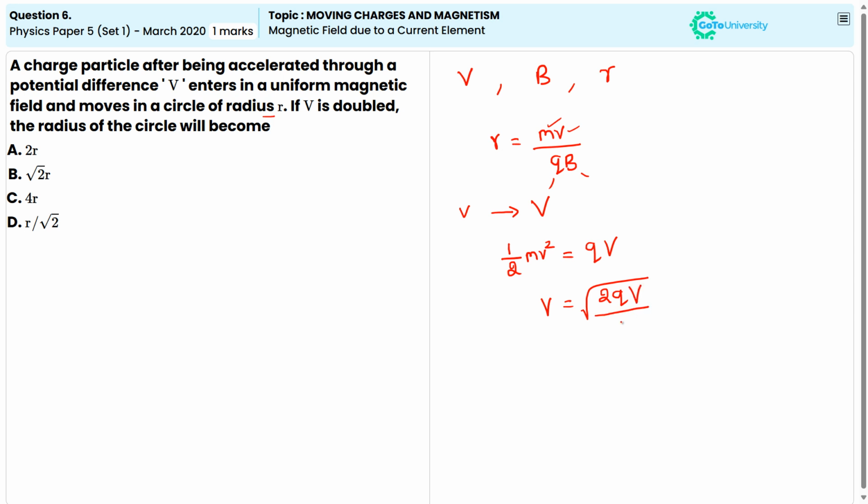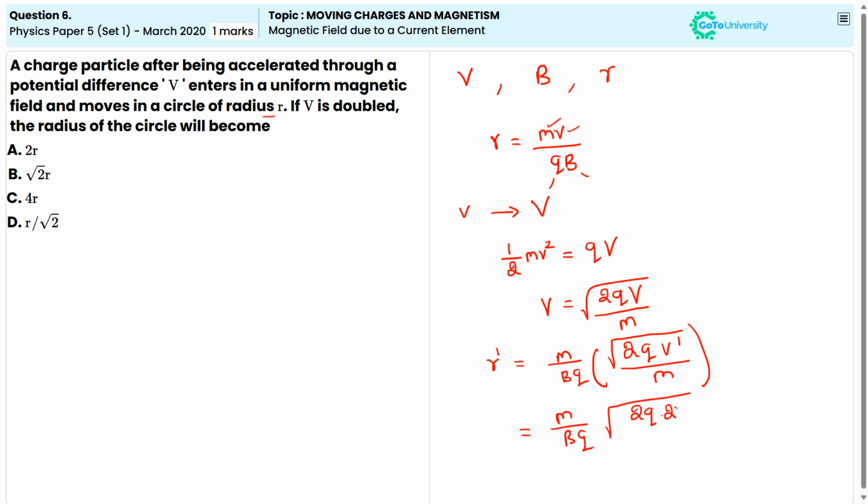2qV divided by m. So if you substitute this in r, we get the new radius r dash, which is equal to m divided by qB into square root of 2qV dash divided by m. So here V dash is nothing but double, right? V is doubled. So we are going to write m divided by qB into square root of 2q into 2V divided by m. So finally we get r dash equal to root 2 times r.